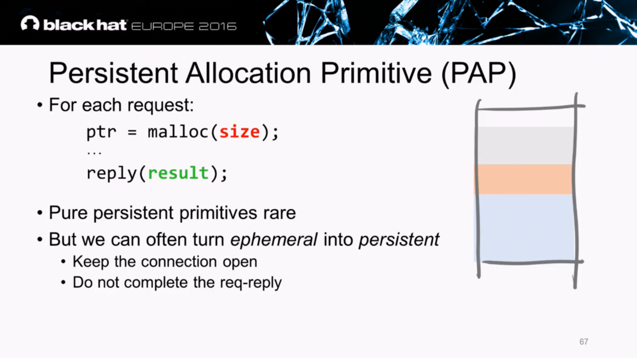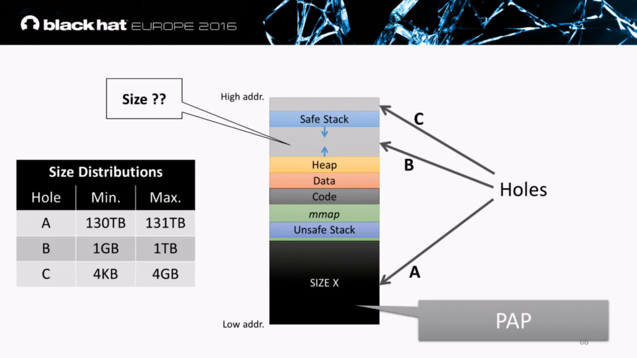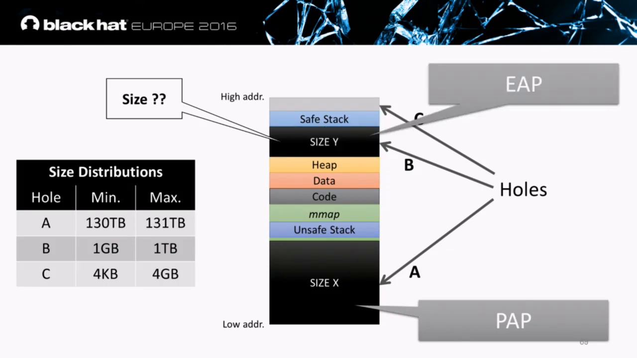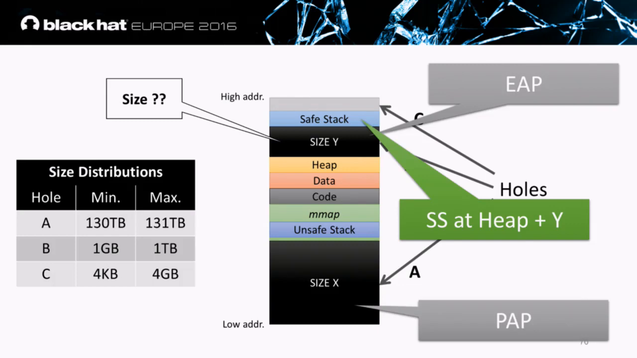Usually we can transform the short-lived primitive into a long-lived primitive by, for example, keeping the connection open or just not completing the request-reply communication. So we can keep the memory allocated for hole A, and then we can use the short-lived primitive to get the size between the heap and the safe stack. And once we have that, we can compute the address of the safe stack, and then we know where the safe stack is.